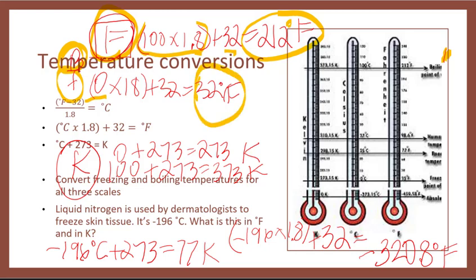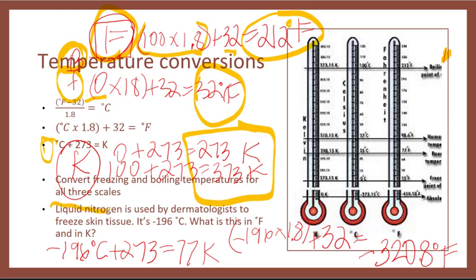To get to Kelvin, as we can see right here, we take our Celsius temperature and add 273. So I took 0 plus 273 and 100 plus 273 to get my Kelvin temperature for freezing and boiling. Notice that there is not a degree for Kelvin, it's just Kelvin.